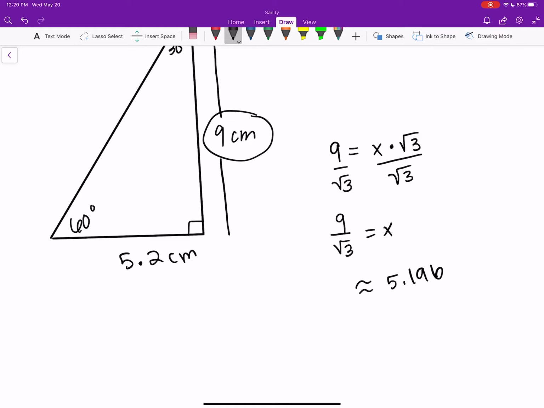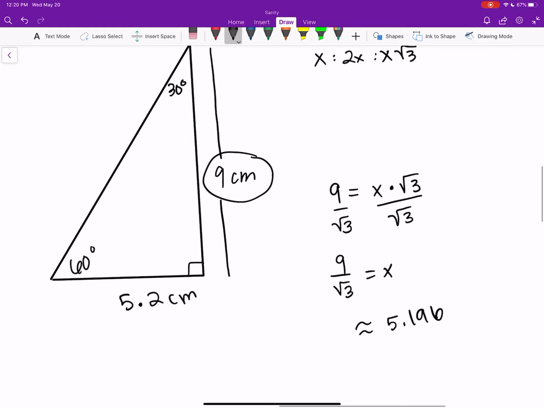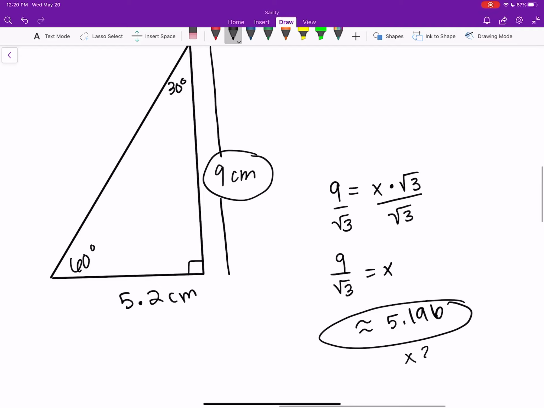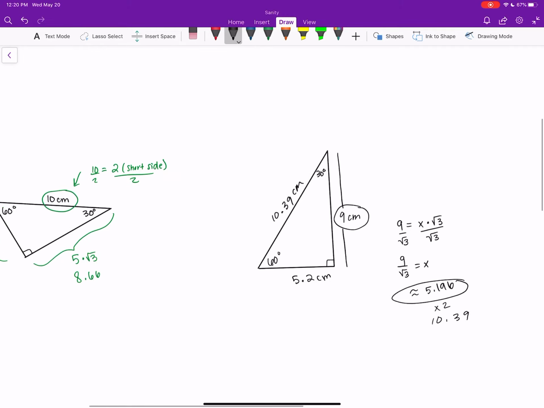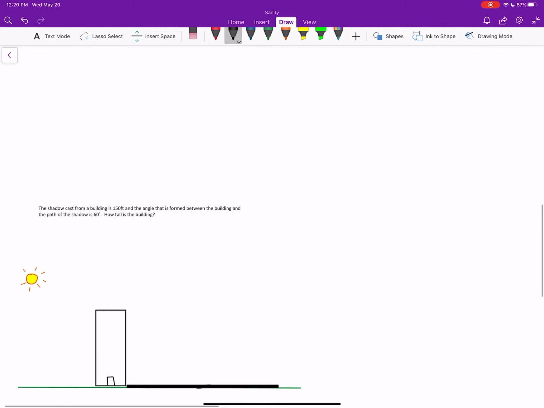And then to find the length of my hypotenuse, I'm just going to get rid of that up here because I think I wrote it wrong. To find the length of my hypotenuse, I just have to take the length of my shortest side and double it. So I took this number and multiplied it by 2, and I got 10.39. So that means my hypotenuse has to be 10.39 centimeters. Not too bad. All right, let's take a look at this with a cool little word problem.